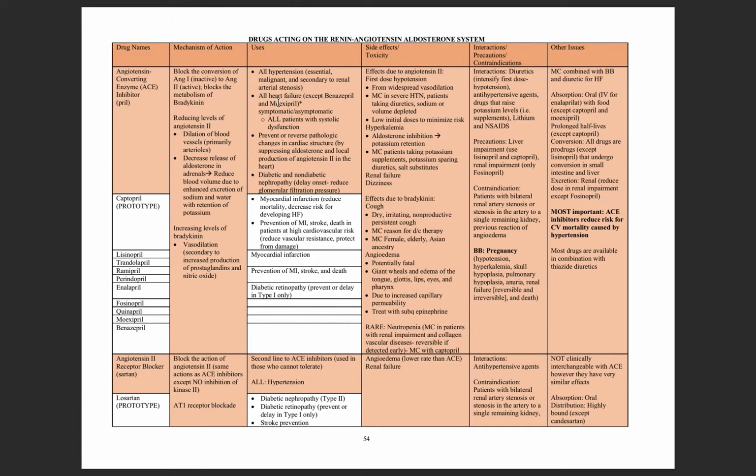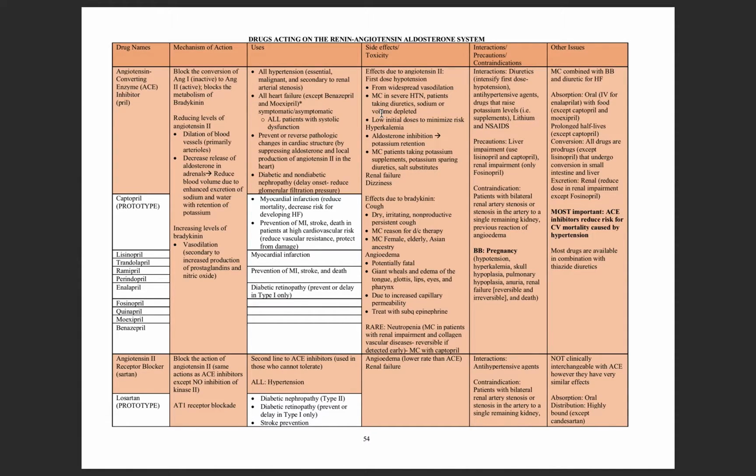I want you to use these in 3 different sets of patients. The first is hypertension. The second is heart failure. All patients with heart failure should be on an ACE inhibitor. And the third is kidney protection in both diabetic and non-diabetic patients. So, high blood pressure, heart failure, and kidney protection, but most important in those diabetic patients. There are some additional effects that are beneficial, but these are the most important.